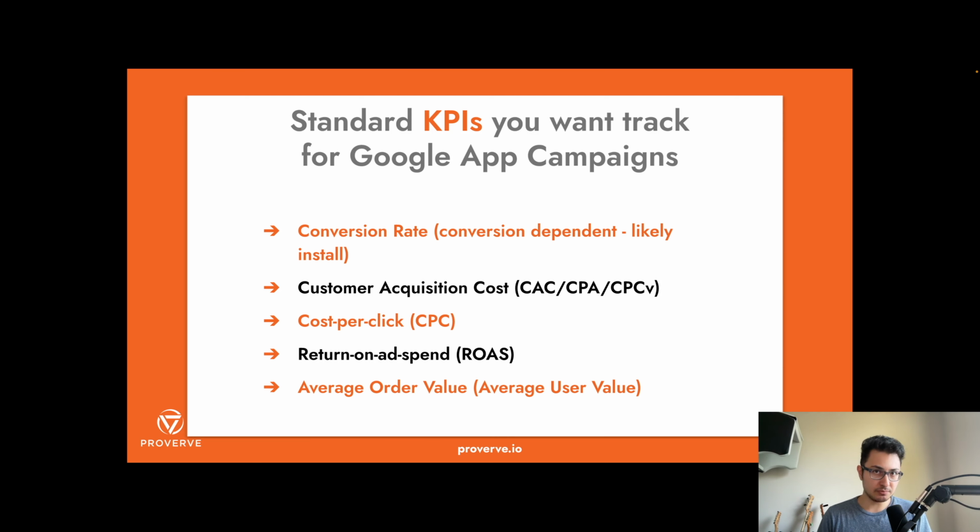Average order value or average user value. Return on ad spend and average order value only really relate to you if you're an e-commerce app or an app that monetizes. If there's a conversion where there's a purchase value attached to it, these metrics are important for you to track. Going back to average order value, or AOV, to get this number is fairly simple. It's your conversion value or purchase value divided by how many conversions you have, in this case how many purchases, and you'll get your average order value.